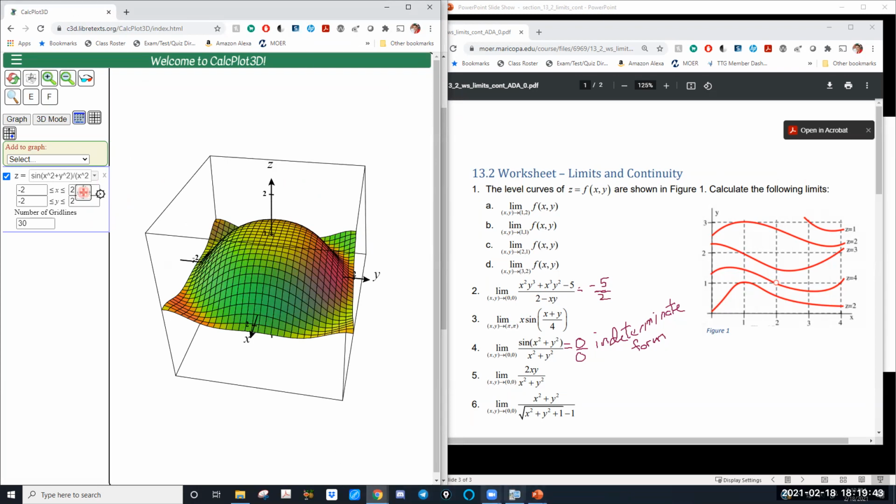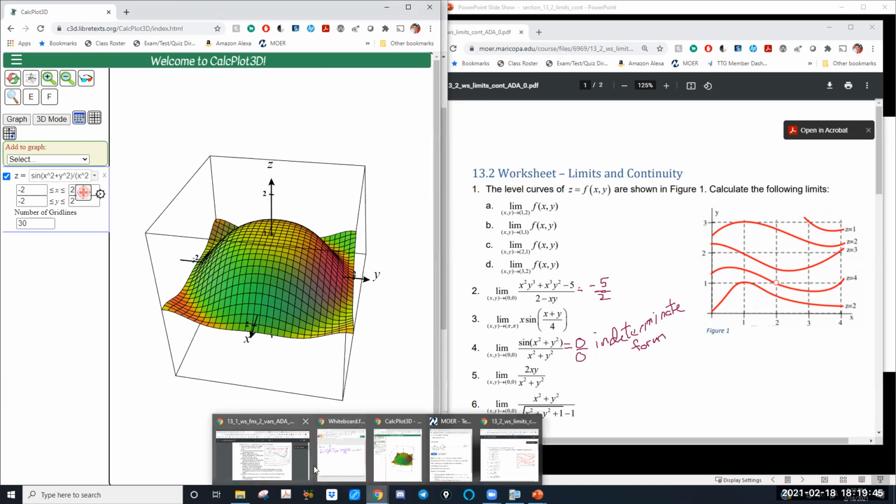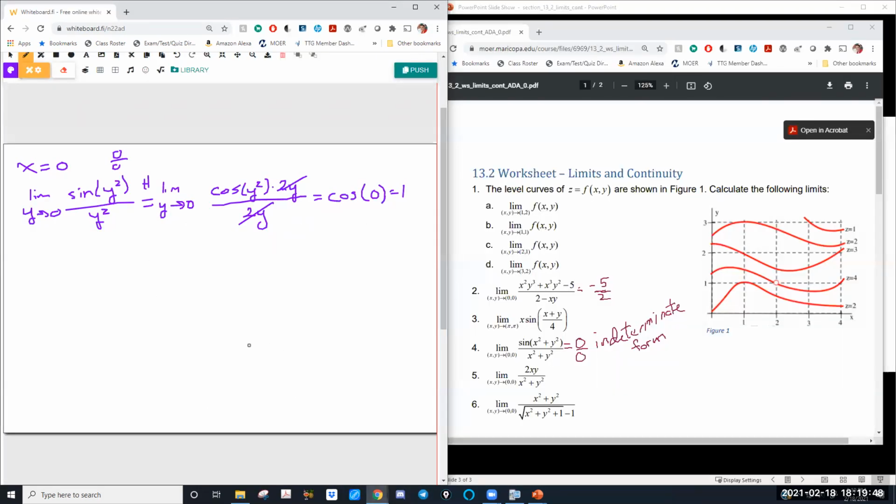We'll just do one more path for today. But the thing is there are infinitely many paths. That's why we have to check at least a few and check graphically. Based on the graph, we're already expecting this limit to exist. We're just verifying it.